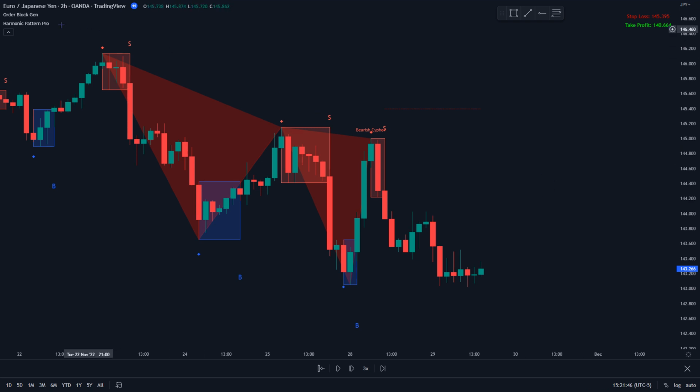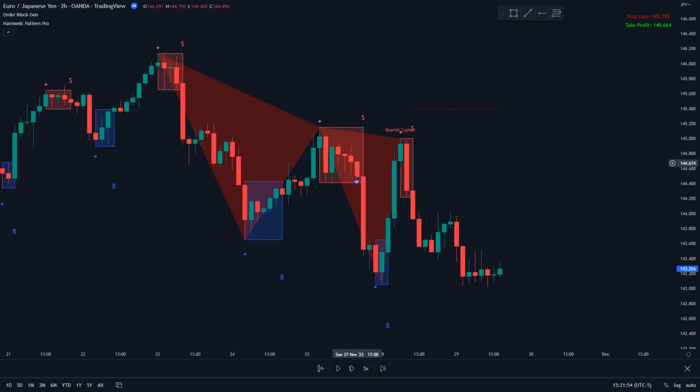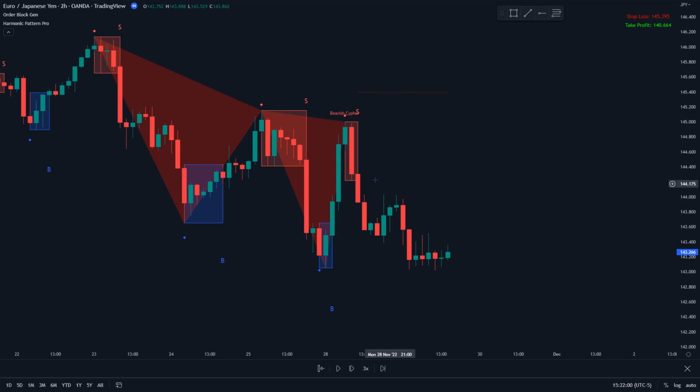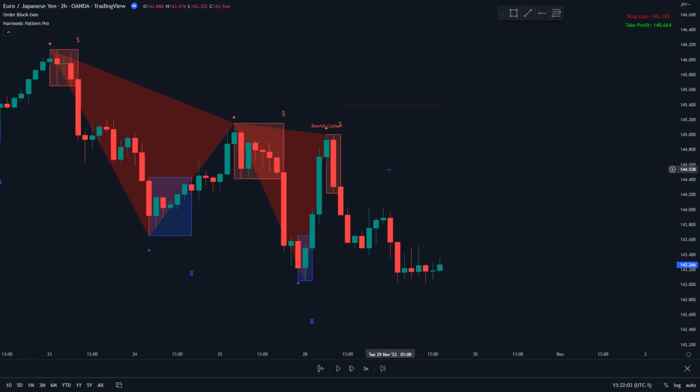Now, here we are on the Euro Japanese yen 2-hour chart. And we can see here a bearish pattern, bearish cipher indicated right here. Now, this is going to be an example I'm going over that you will pretty much have to be on your charts. But I want to show, even though we haven't seen the retracement back up into this order block yet, how we can also see the halfway point of the pattern, how a bearish order block has formed here.